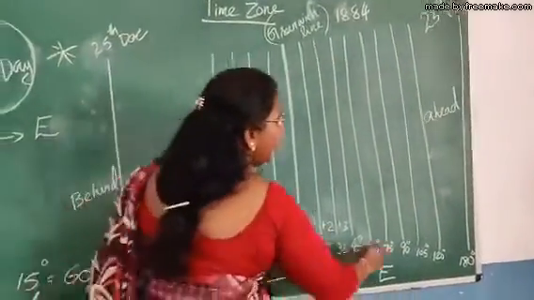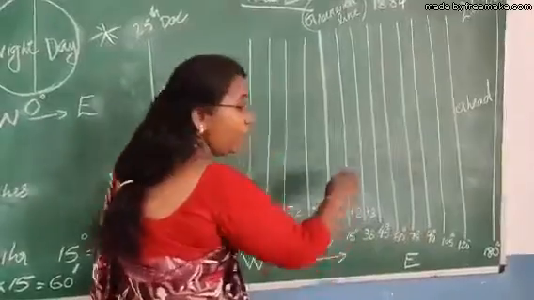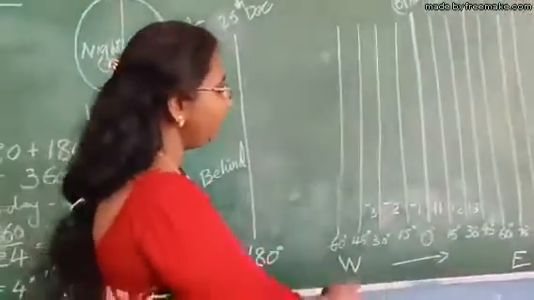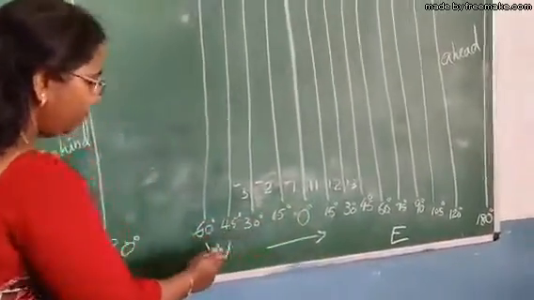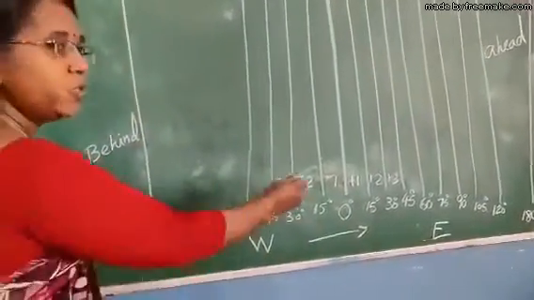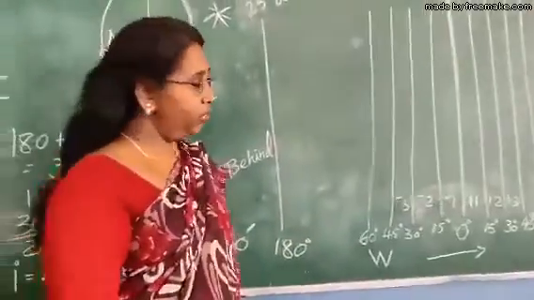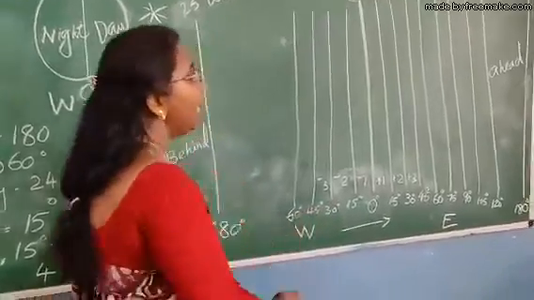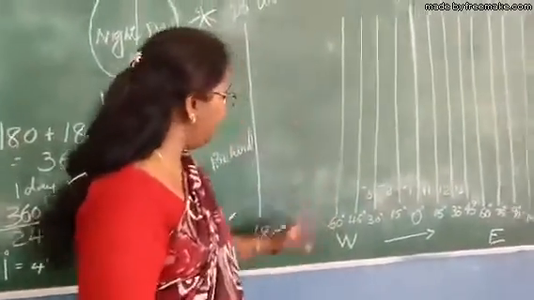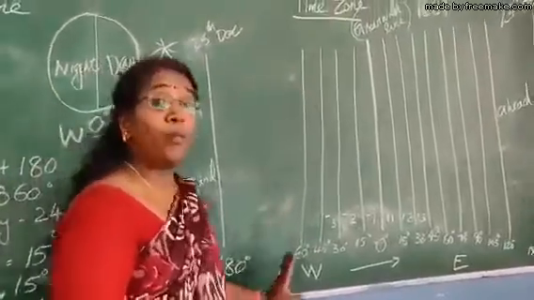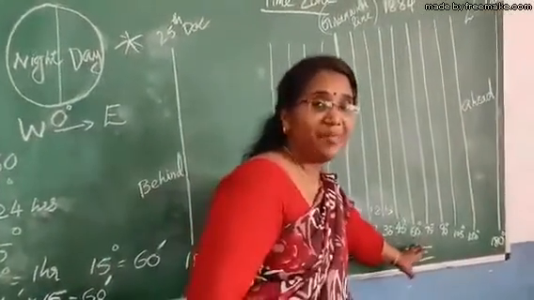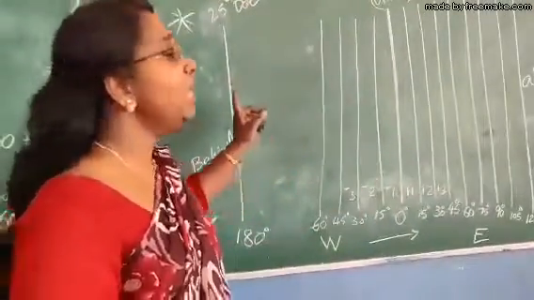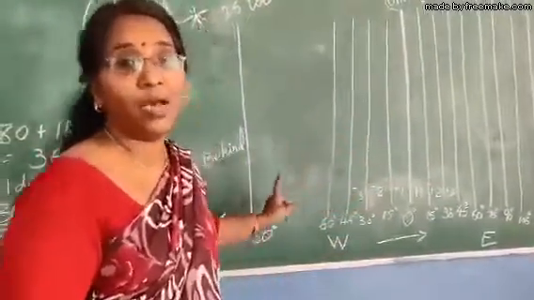So from 0 degree to 180 degree in the eastern hemisphere, how many time zones are there? 12 time zones are there. Now here from 0 degree to 180 degree also there are 12 time zones. If you draw, you will get 15 degree, 30 degree, 45 degree. So you have to draw at the interval of 15 degree. So how many time zones are there? Here in the eastern hemisphere 12 time zones, and here also 12 time zones. All together there are 24 time zones. So that is how we understand.